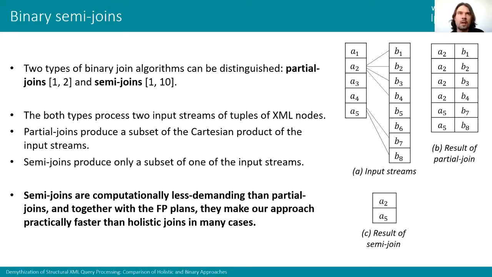One of the basic principles of our approach is to utilize the semi-joins, which is possible due to the TPQ model extended by the output and non-output query nodes. Since the semi-joins are computationally less demanding compared to the partial joins, they, together with the fully pipelined plans, make our approach practically faster than holistic joins in many cases.